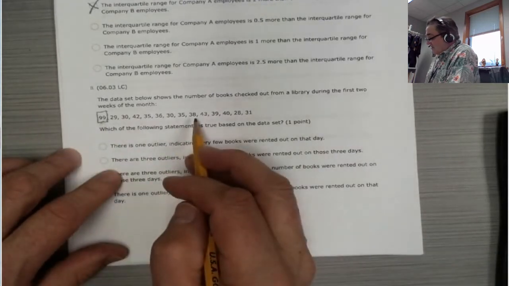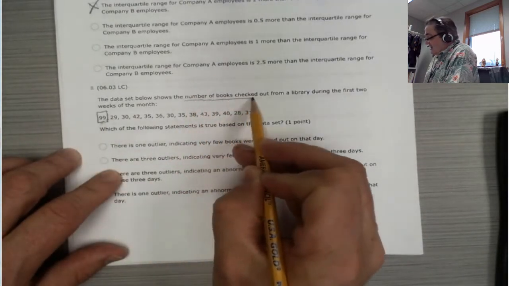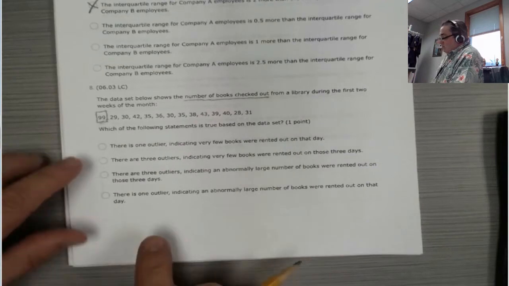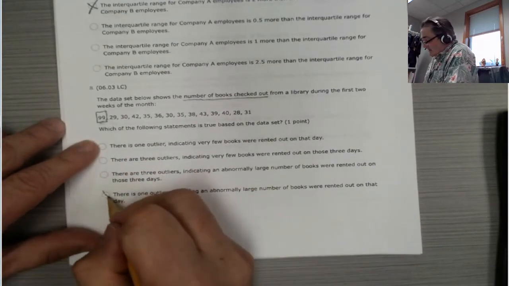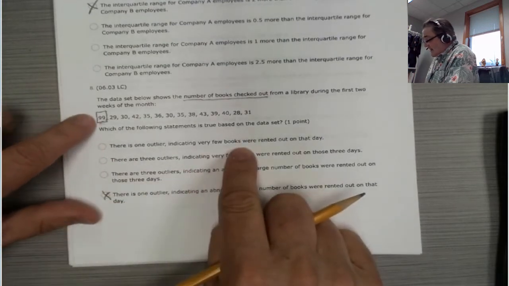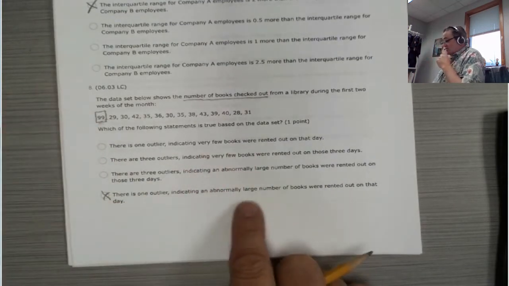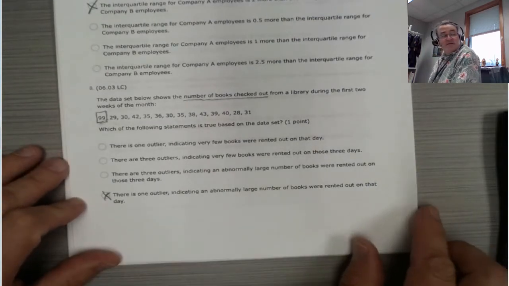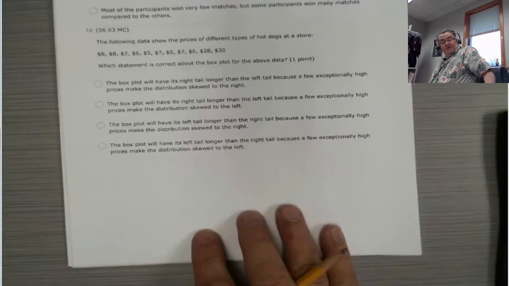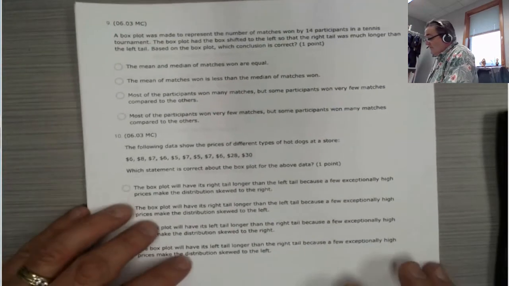Now, what are these numbers representing? This is the number of books checked out. So there's 1 outlier, and it indicates there was an abnormally large number of books. Not that there was few books, because 99 is a lot bigger. There's an abnormally large number of books. So this is our answer right there. All right, let's move on.